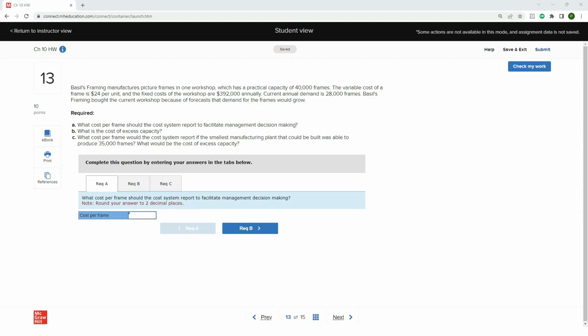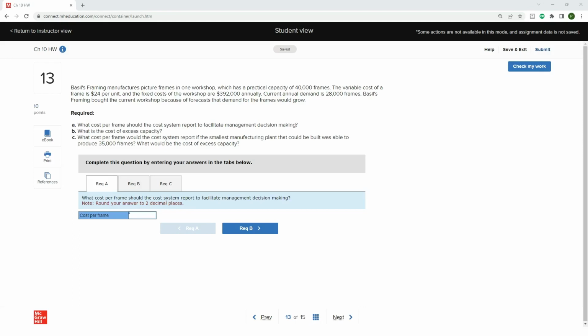The variable cost is $24 per unit, and the fixed costs are $392,000 annually. Current annual demand is 28,000 frames. So practically we can make 40,000 frames, but current demand is 28,000. So we have an excess capacity of 12,000 frames. It says that Basil's Framing bought the current workshop because of forecasts that demand for the frames would grow.